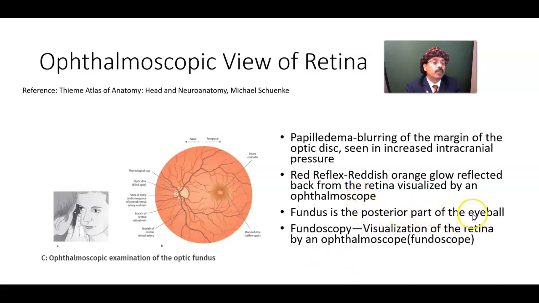Fundus is the posterior part of the eyeball that shows the nervous layer or neural layer of the retina, plus the optic disc and the macula lutea and the fovea centralis. Plus, we also look at the blood vessels. Is there any arteriovenous crossing? In case of hypertensive retinopathy, is there any exudate or microaneurysm, especially in case of diabetic retinopathy? We look for that. Here, this is normal, so nothing will be present. Everything is normal. Fundoscopy is visualization of the retina by an ophthalmoscope. This is also called a fundoscope.